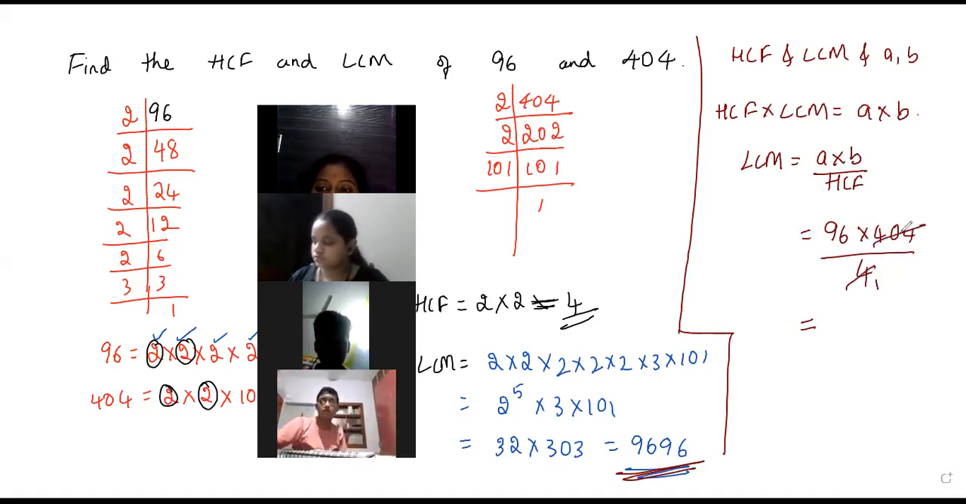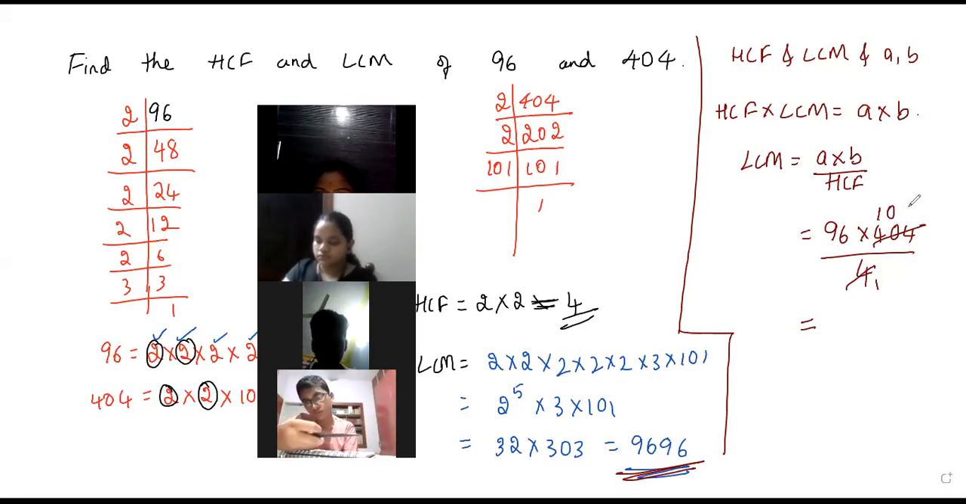Cancel. 4 ones are 4. 101. Correct? So your answer will be 96967.